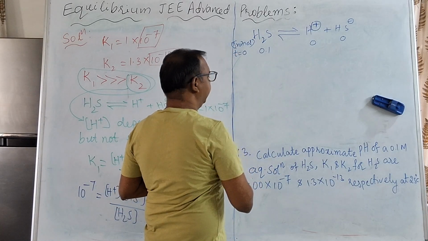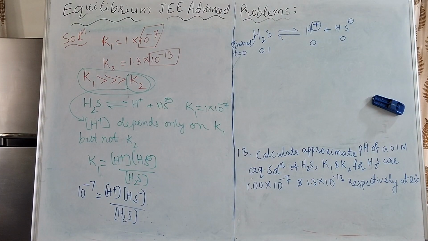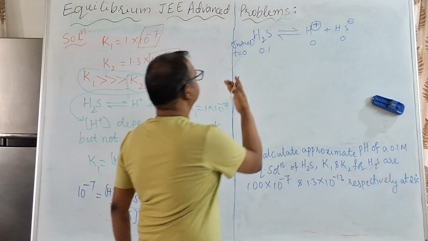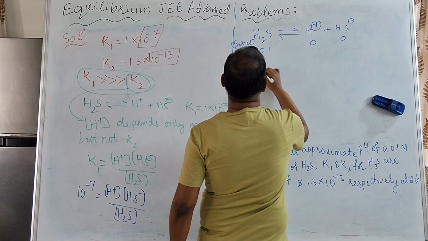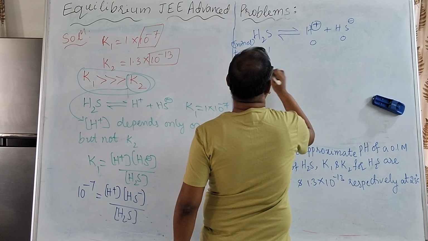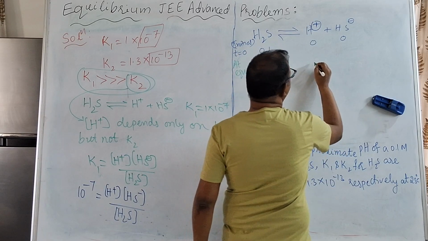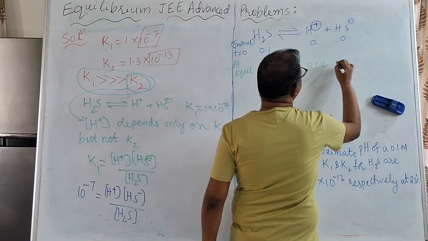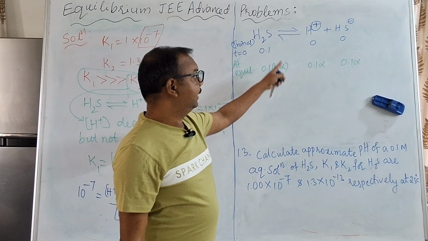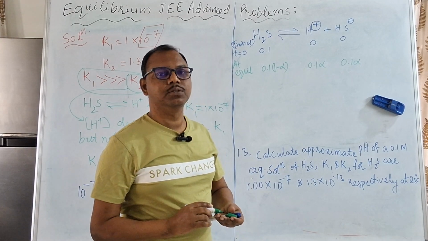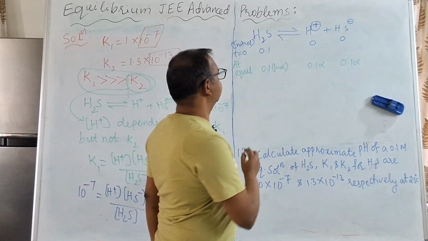Okay, yeah. Next, at equilibrium, what does it become? At equilibrium, I am going to write here, 0.1 into 1 minus alpha, and 0.1 alpha, 0.1 alpha. Alpha indicates what? Degree of dissociation, we can say that. Okay, what is that? Degree of dissociation.